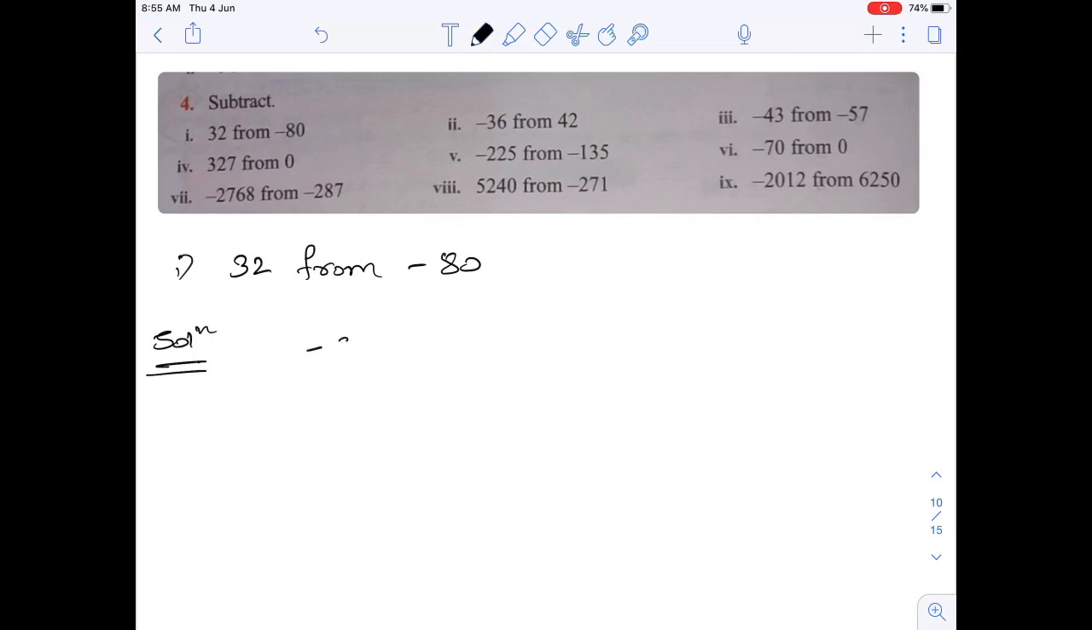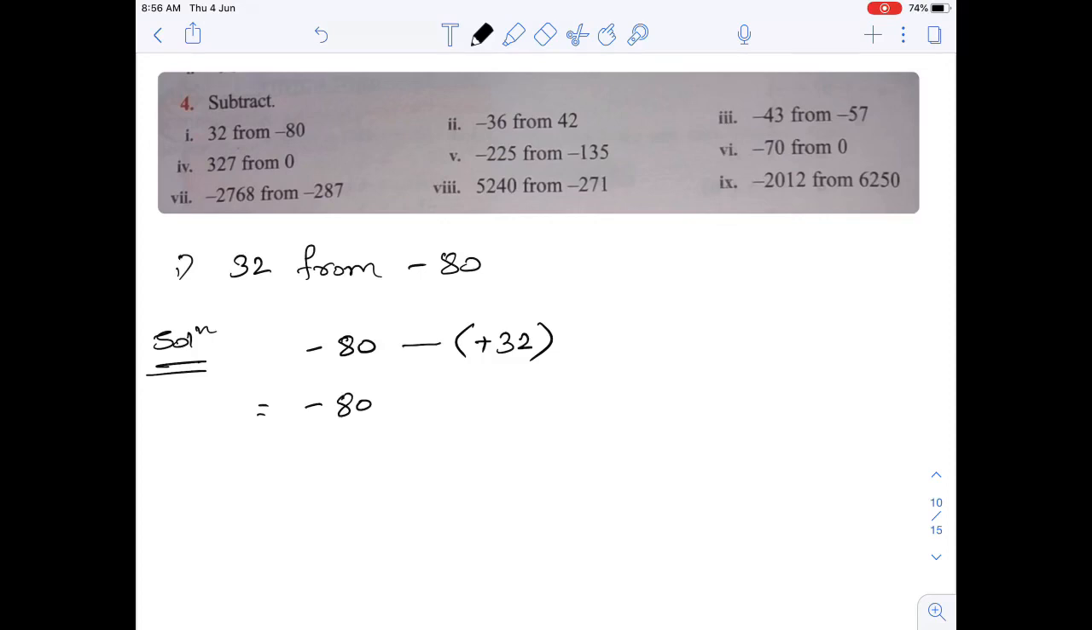So minus 80 will come first. Now we have to do subtraction, so we write the subtraction sign, that is minus. What do we have to subtract? We have to subtract 32 from minus 80. The number after 'from' we have written first, then the subtraction sign. Now what we have to subtract is 32, so we will write it as plus 32, because the sign of 32 is positive. Now equals to, minus 80.